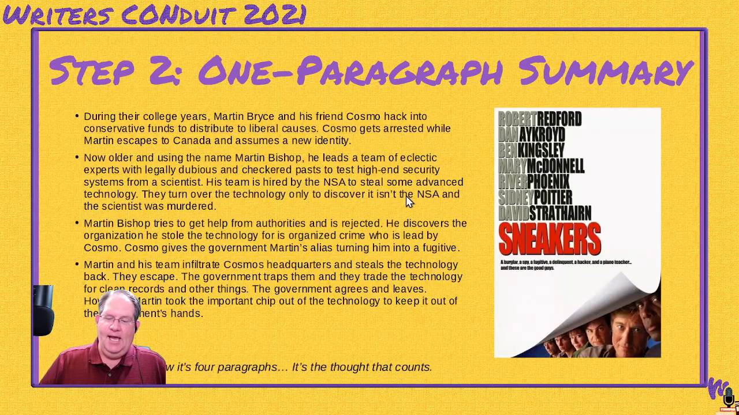Okay, and I wrote 4 paragraphs. I needed 4 paragraphs to talk about what we're doing here, because we have the first paragraph is how they start. Then we have Act 1, Act 2, Act 3. Again, the one paragraph concept doesn't tell you how much you can write, but this is what it is.